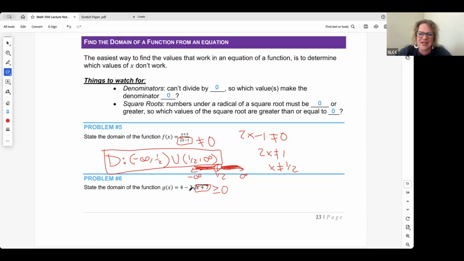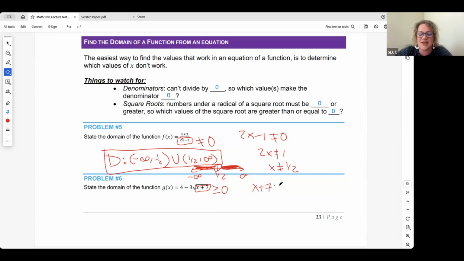Do I care about the -3 being multiplied by the radical? No. What about the 4 being added? Do I care about that? No, it does not affect your domain. That doesn't have any effect on what I can plug in for x to make this statement true. What can I plug in for x? Anything that will make what's under the root greater than or equal to 0.